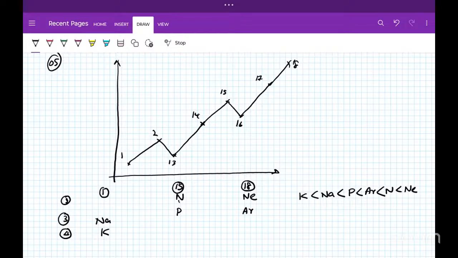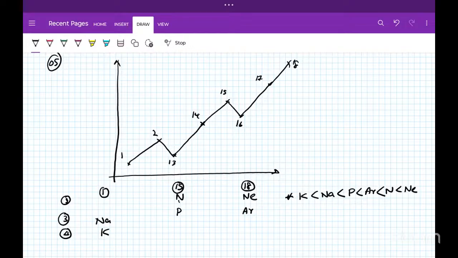So this should be the increasing order of ionization energies. Potassium should have the least ionization energy because that is in the fourth period. Then the third period elements have to be considered: the least should be the first group, then the 15th group, then the 18th group ones. Then you have to jump to the second period ones. In the second period, nitrogen should be the least, and after that, neon should be the highest. So this should be the order.